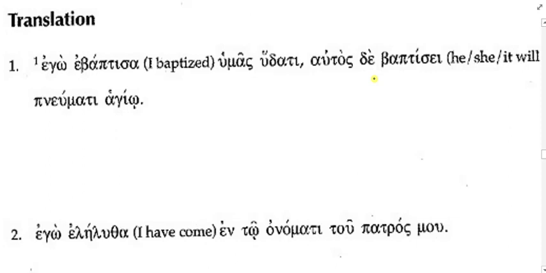Number 1, by the way, is an example where we have an overt subject pronoun and an overt subject pronoun, but different persons, right? I, he. So John is contrasting his baptism with the one coming. But anything else you want to talk about? Questions you have?